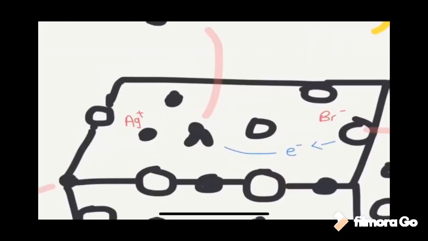The free electron moves around the crystal until it reaches a sensitivity speck. The electron can now combine with the silver ion, reducing it to produce metallic silver. This process occurs in the latent image center.